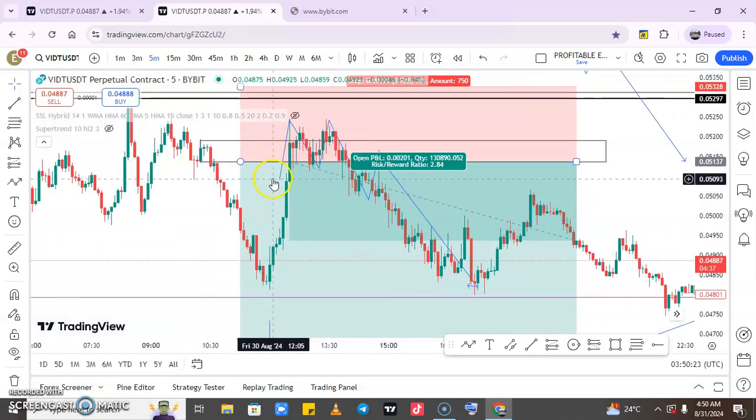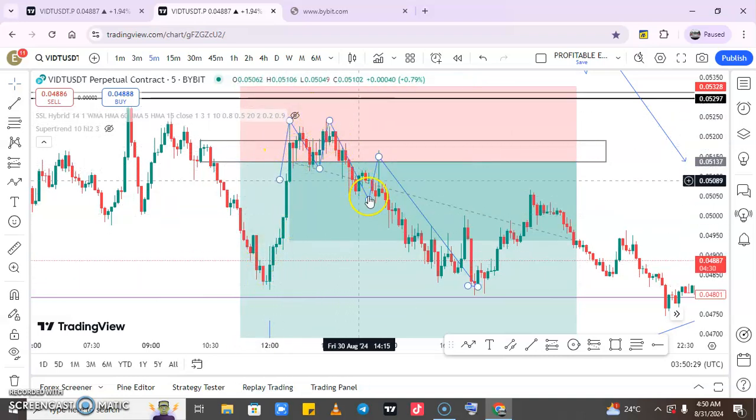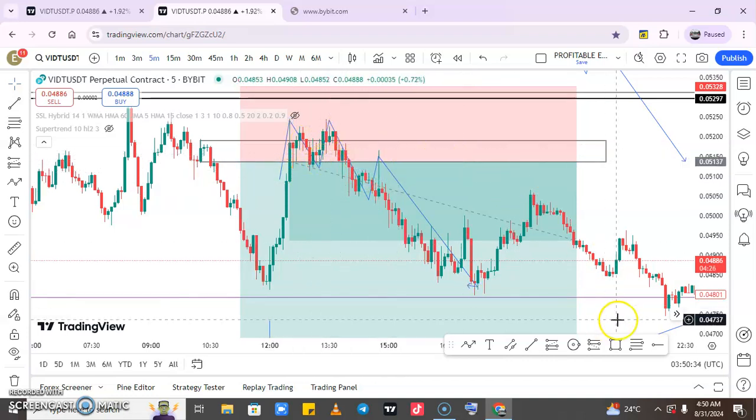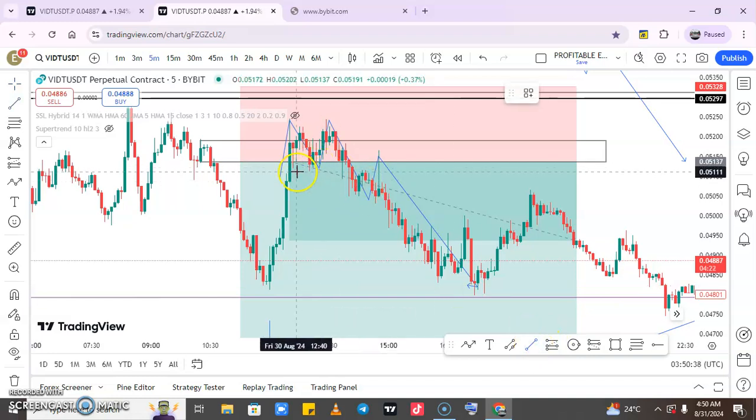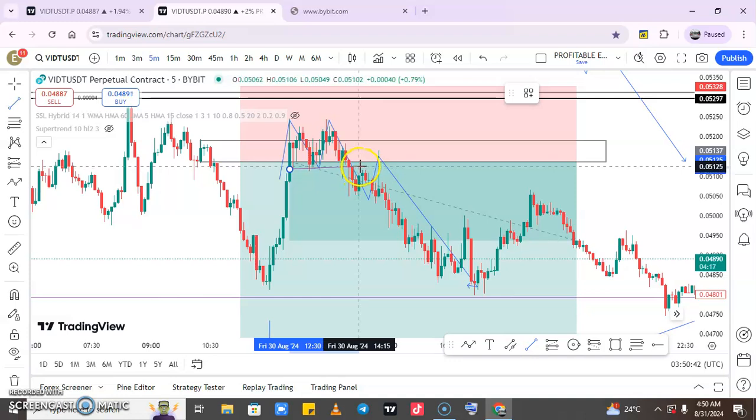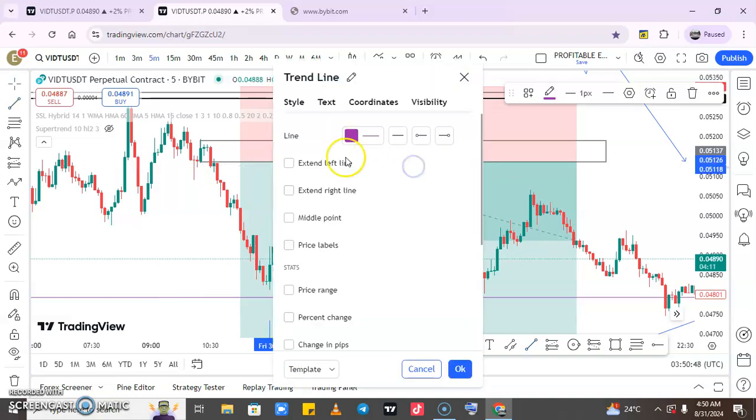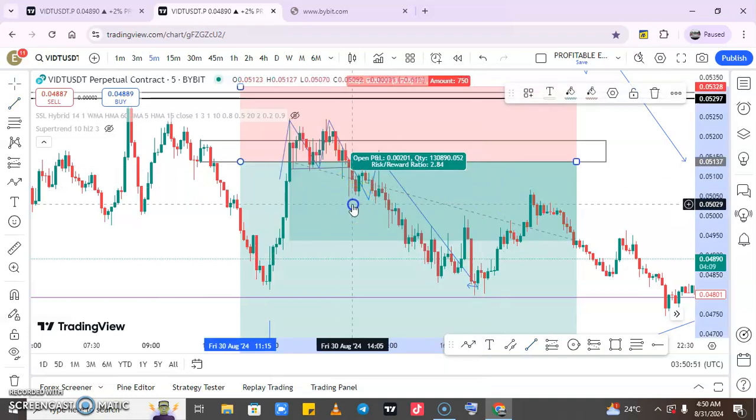You can see from the 5 minute time frame, the market actually was on an uptrend, and then a change of character occurred, and the market came back to retest it. You see, it came back to retest this zone. The market always comes back to retest this zone, and after the retest, what happened? We were on a downtrend.